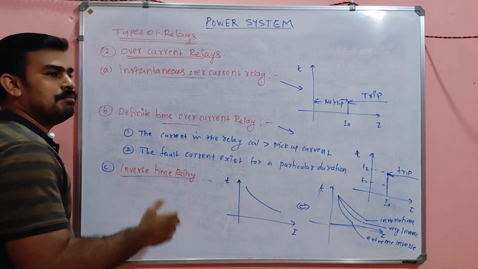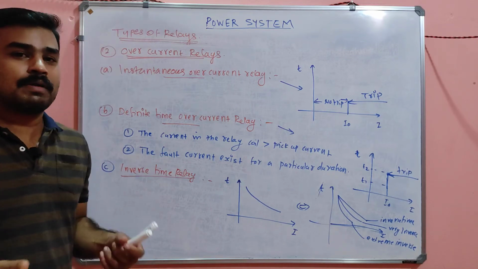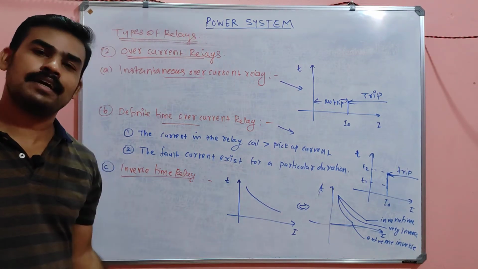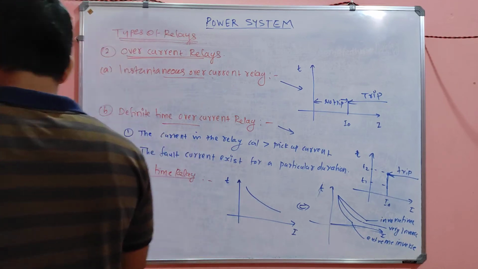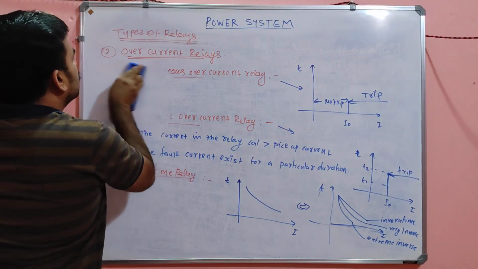Inverse time relay means the time of operation is inversely proportional to what? The question may be like this: current or voltage. Here it is current, that's all. So that is the inverse time relay. Next one.